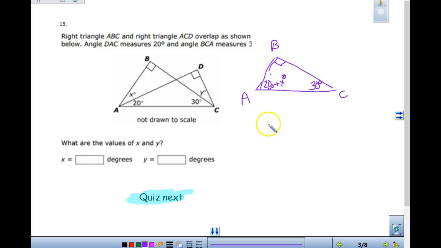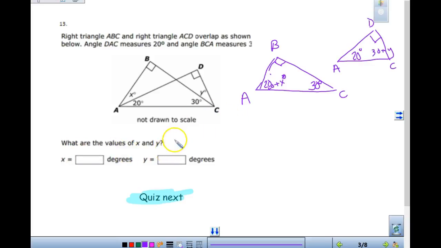If we redraw the other triangle with the right angle, no, my lines are too straight. This is our 90 degree at D. This is C. This is going to be 30 plus Y. What is our angle over here at A? It goes from C to A to D. Should be 20. Does that make sense to everyone? So it says, what are the values of X and Y?